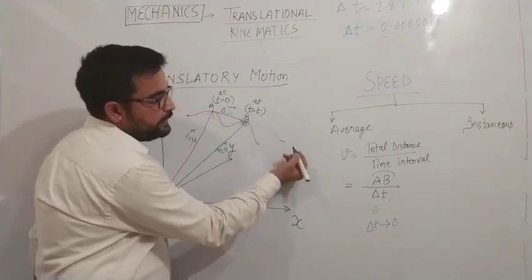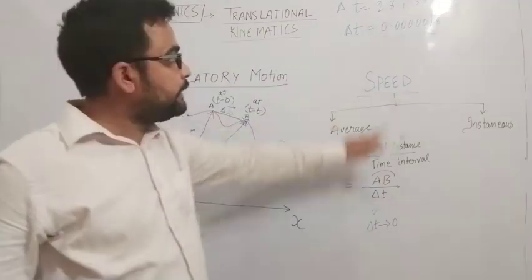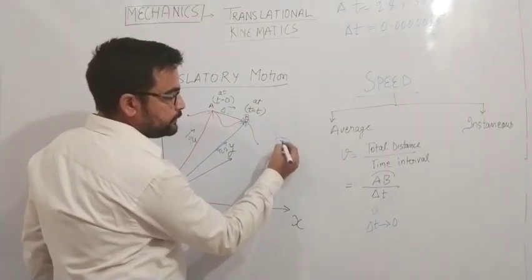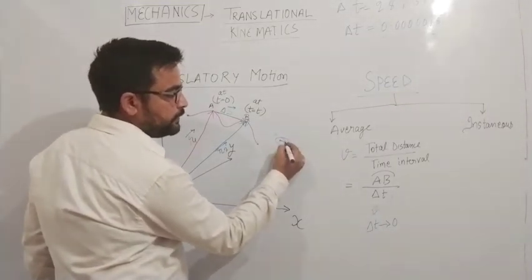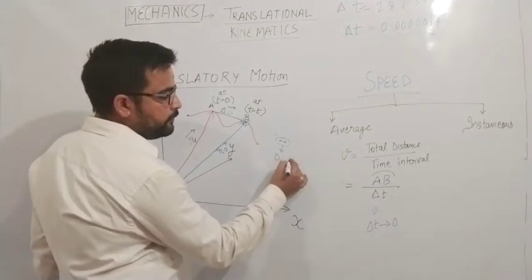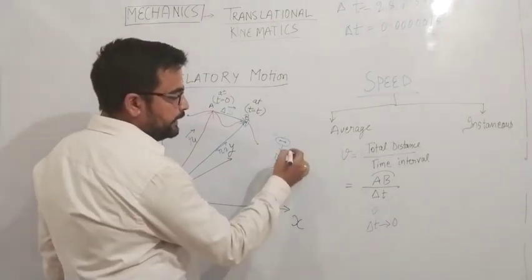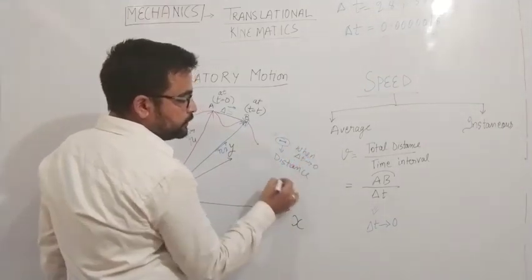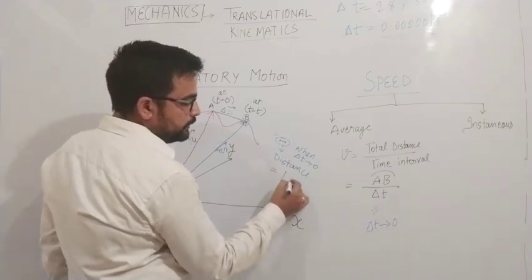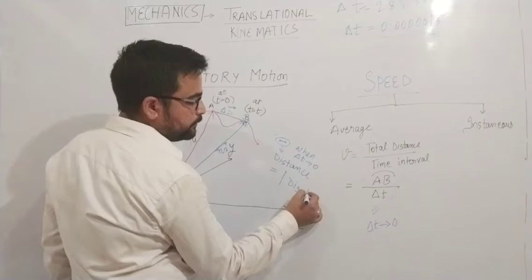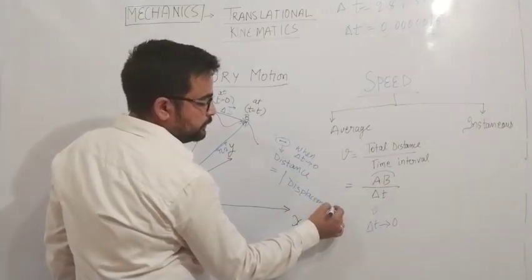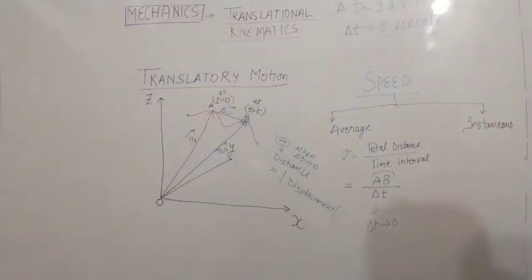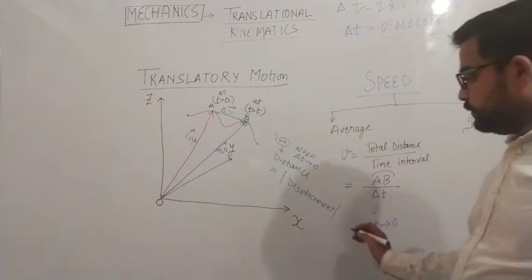So if delta t is tending to 0, delta t is very small. Can we say that distance? So this will be the initial position and this will be the final position. Now you cannot differentiate between distance and displacement. So when delta t tends to 0, distance will become equal to the magnitude of displacement, right?